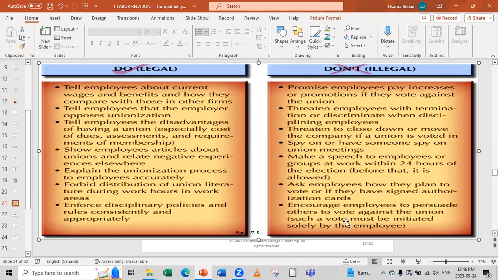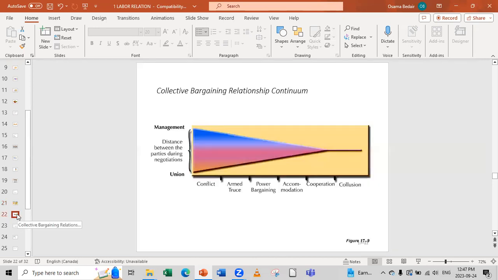So don't tell the employees, guys, go and persuade the others not to vote for the union. Okay? Such a vote must be initiated solely by the employees. That is the summary of what to do and what not to do as a manager towards the union and the employees who are working in the union.